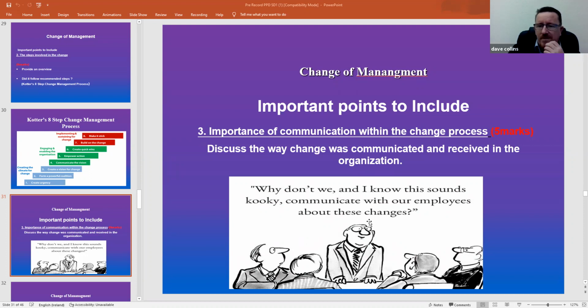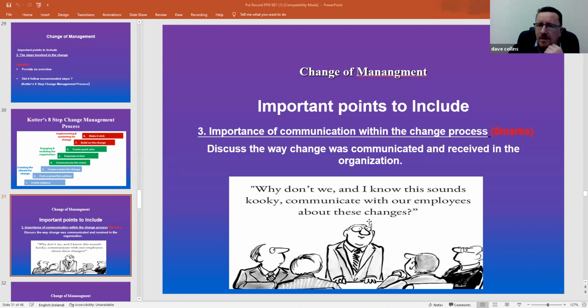So I guess it's a funny cartoon. Why don't we, and I know this sounds cool, communicate with employees about these changes? The worst thing you can do is not communicate. You need to let your people know what's happening, why it's happening. And again, like I said earlier on, if something bad happens, let them know. If there's going to be a delay, let them know. It's not bad.